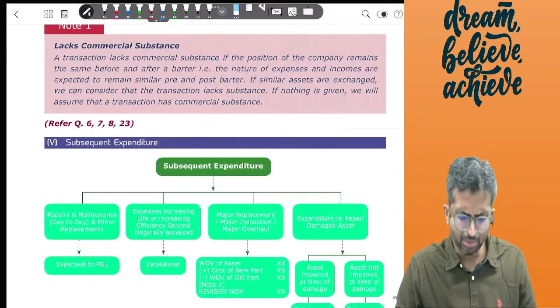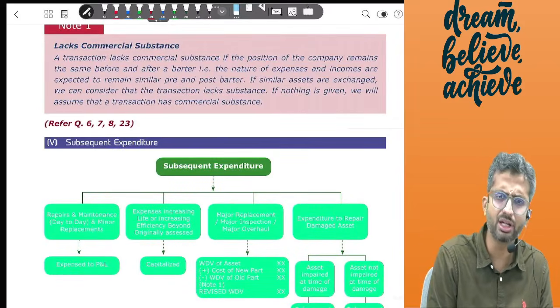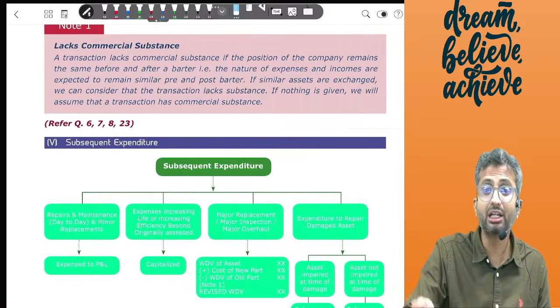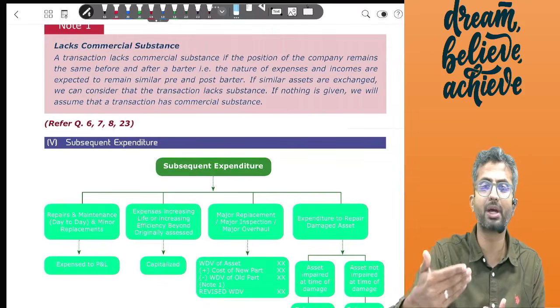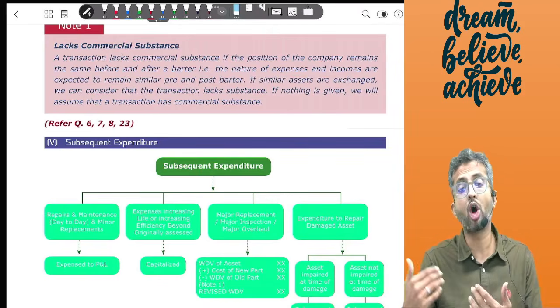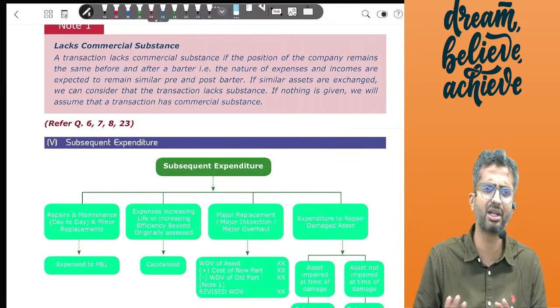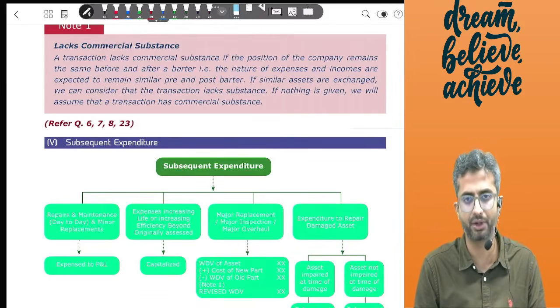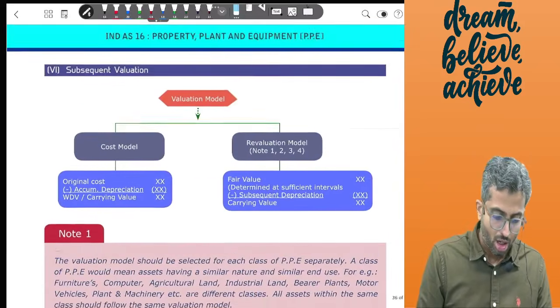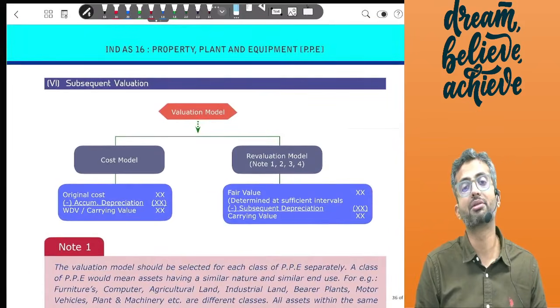Okay. Apart from that, there can be subsequent repair on a damaged asset. If the damaged asset was such that it was impaired earlier, then subsequent repair costs can be capitalized. But if the asset on earlier damage was not impaired, then subsequent repair costs should be taken to the profit and loss account. Okay. Then you go to subsequent valuation.